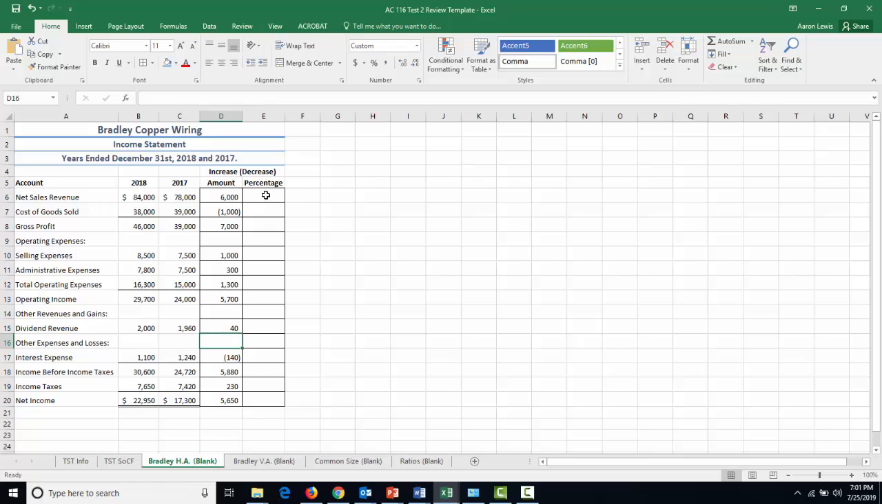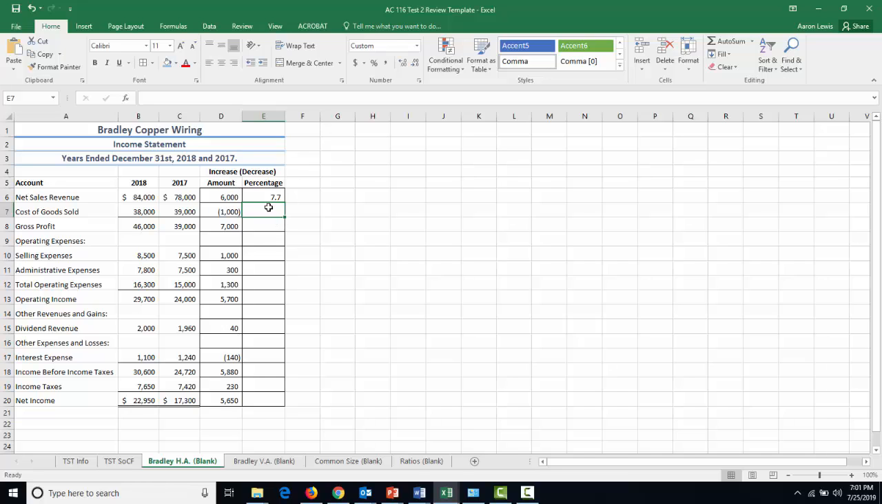So now we're ready to figure out what our percent of change was. Again, raw dollars isn't the best way to compare one company to another. We want to do it in terms of percentages. So we're going to start with our percentage here. And our formula is going to be equal to, let's put this in parentheses, the amount of the increase divided by the amount we had in the prior year. We'll close that parenthesis and we'll multiply it by 100. And when we do that, we come up with 7.7. We can see that net sales revenue increased by 7.7% from 2017 to 2018.